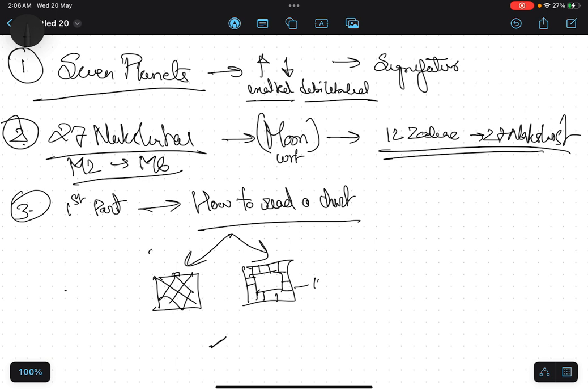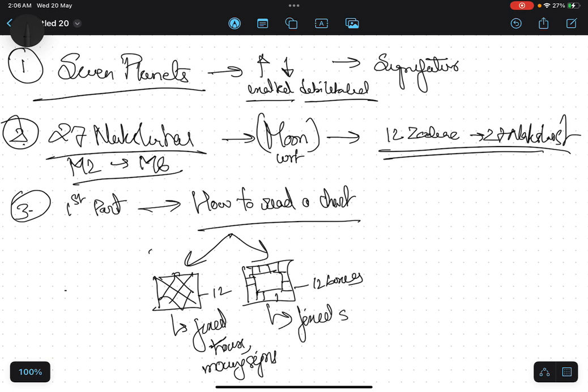Okay, so 12 boxes each. And then this here has fixed houses, moving signs. Okay, just to remember, it's like a cheat code. And here you have fixed signs but moving houses, or moving lagna rather. I like to call it moving lagna or house.